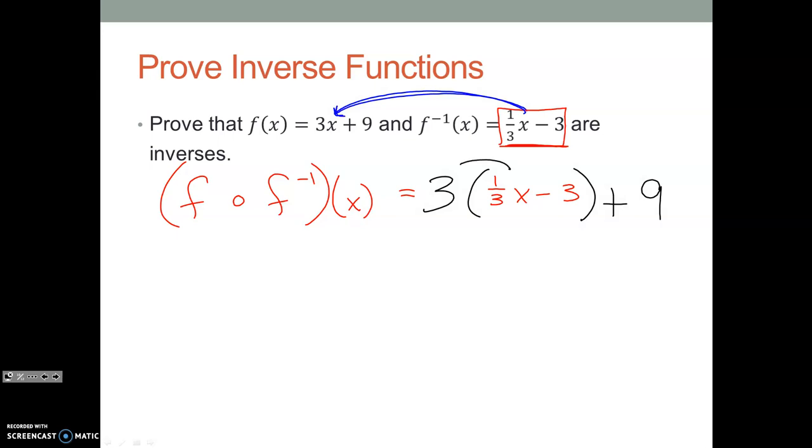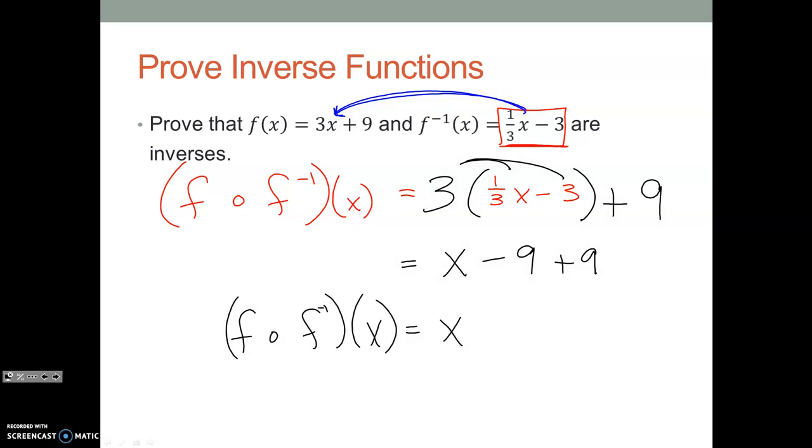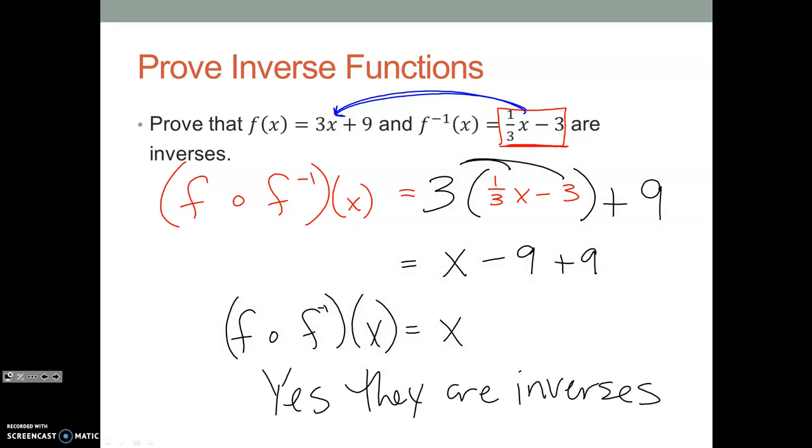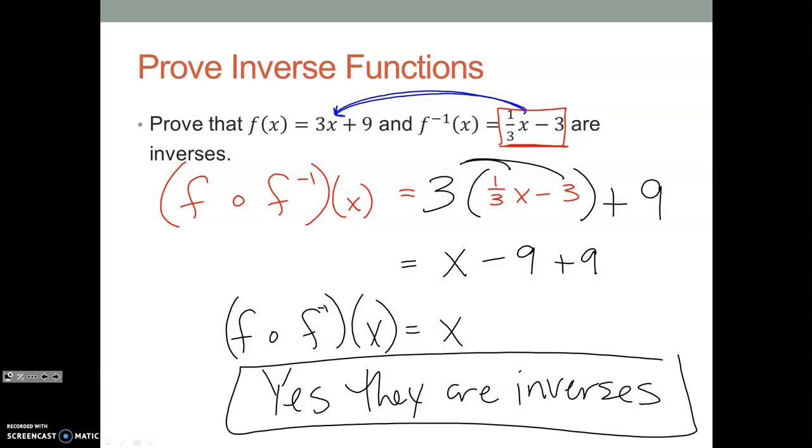So when I go to simplify this, I end up with 3 times 1/3 gives me just an x. 3 times a -3 gives me a -9. A -9 plus 9, those two would cancel each other. And I end up with f open circle f inverse of x equals x. Okay, and what that does is that says, yes, they are inverses. And that's all we're doing this. We're just proving that they are inverses of each other.